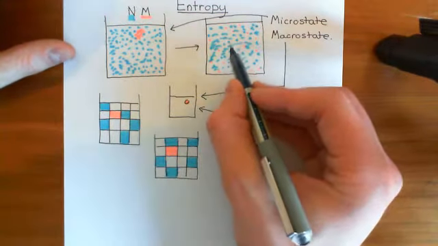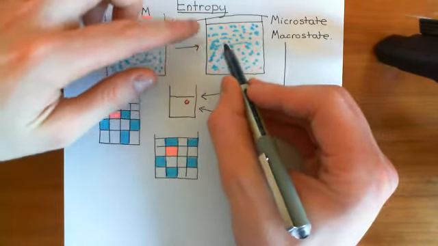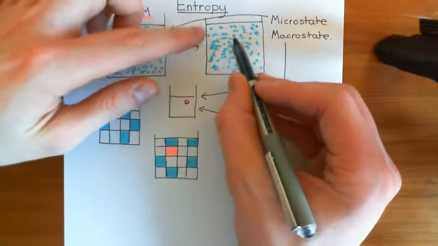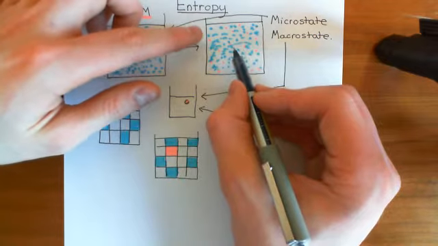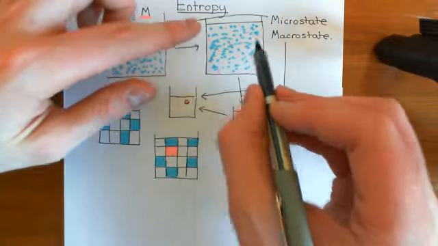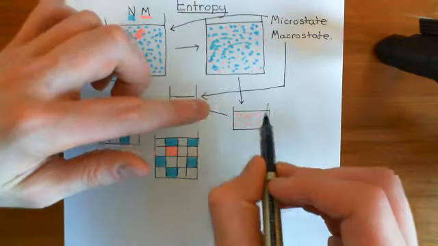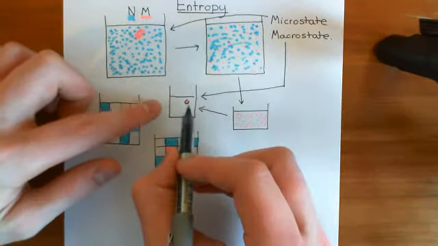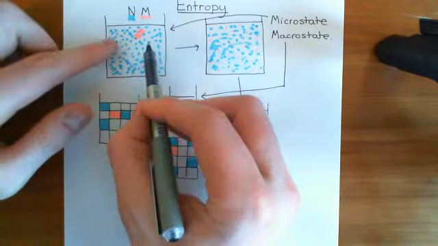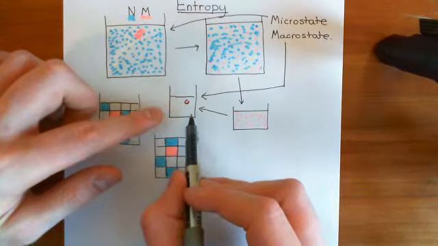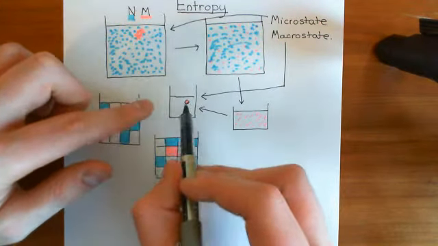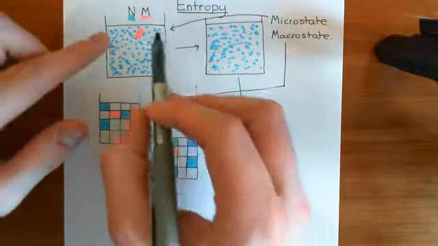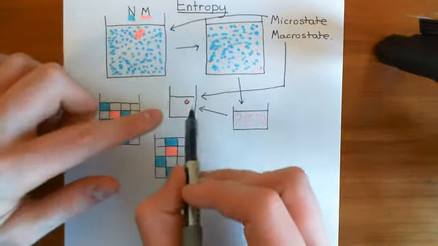The number of ways that you can set up all of the water molecules in position and set up all of the red dye molecules in position, that then if you looked at it as a human would look like this, is far greater than the number of microstates that if you looked at it as a human would look like this.